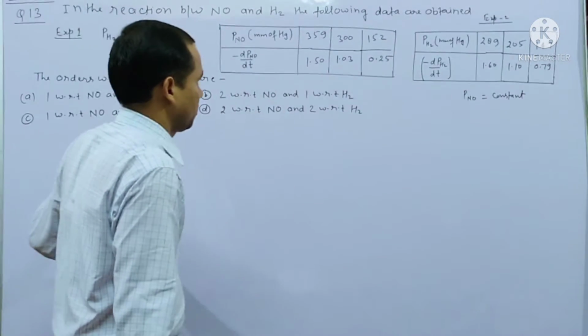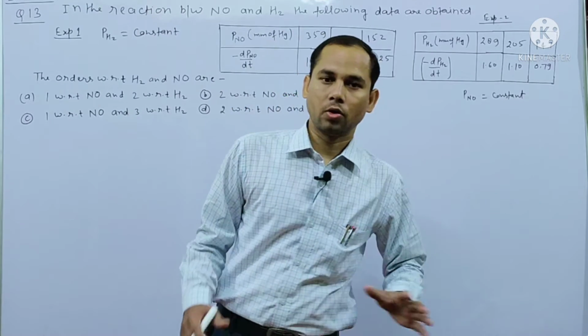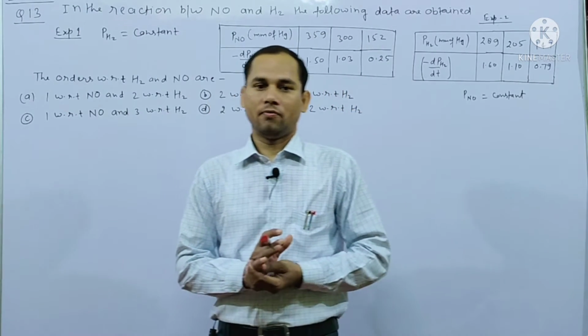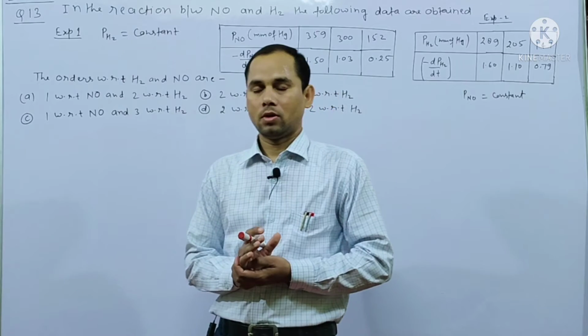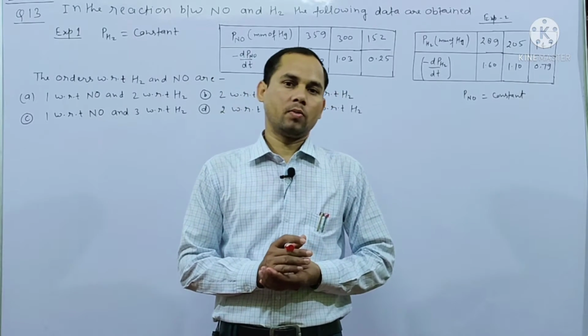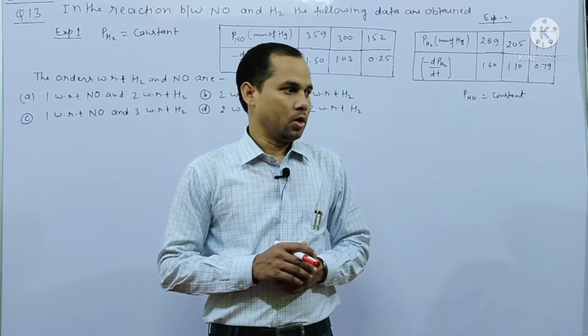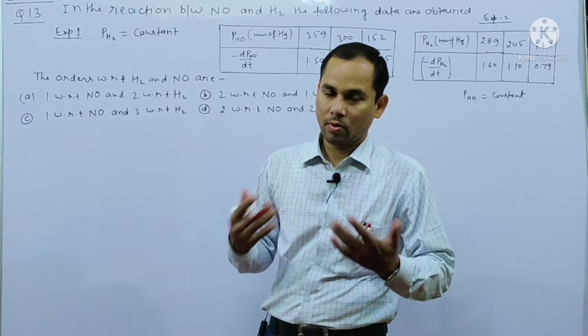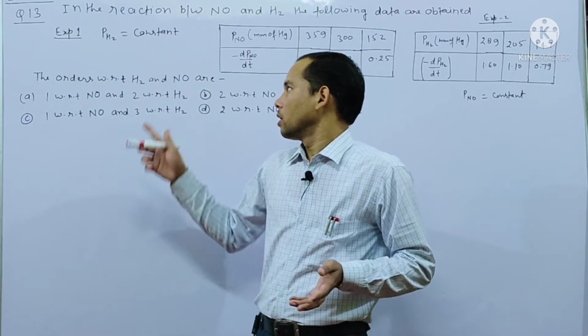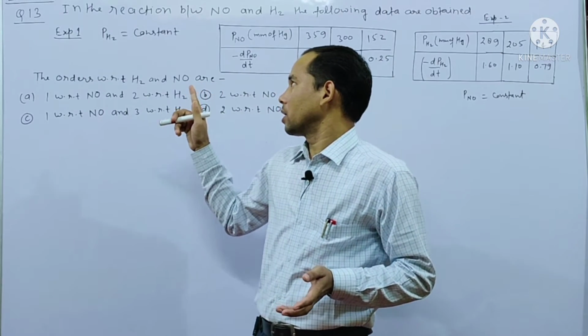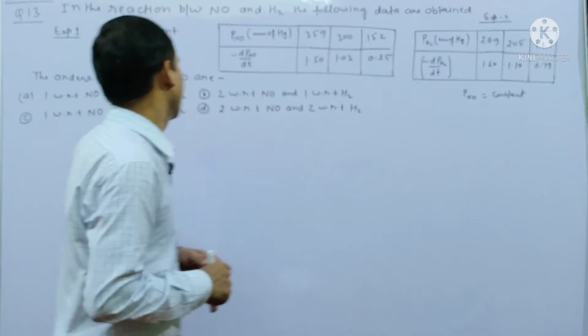Chemical kinetics is going on in this chapter, and the first topic is kinetics of different order. This is lecture number 6 of chapter number 1. If you have not watched the previous lecture, you can watch it. Here we have taken question number 13.